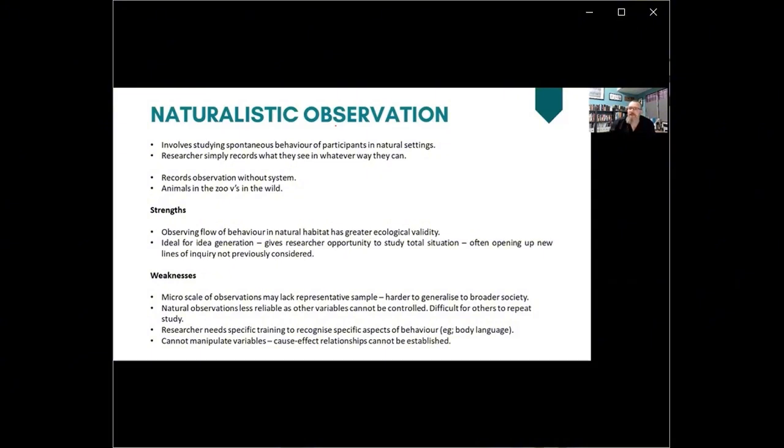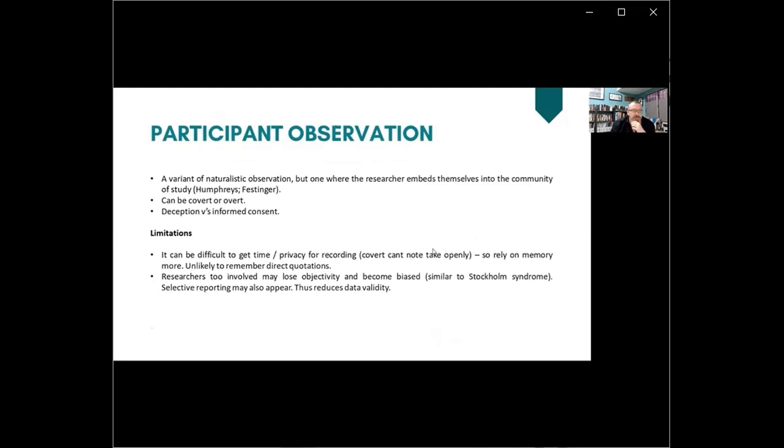It's there, we take it for granted. We don't necessarily recognize we have to make note of it. And because we cannot manipulate variables, because it's a broader perspective, often it's very difficult for us to establish genuine cause-effect relationships. So that may have some impact on our choice as well.